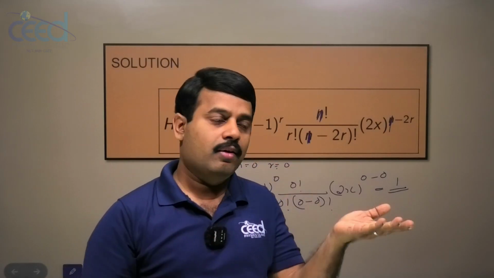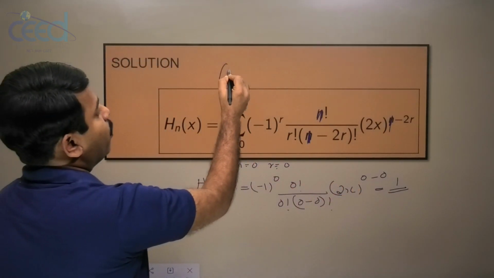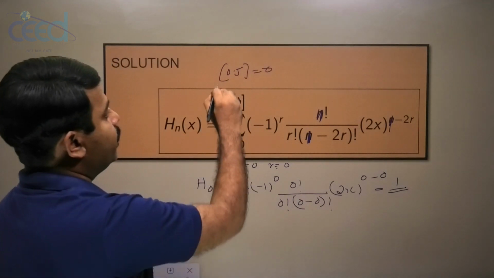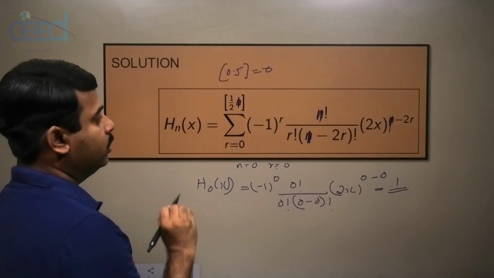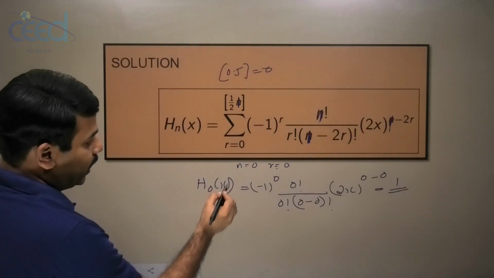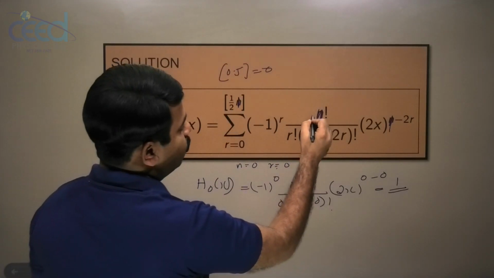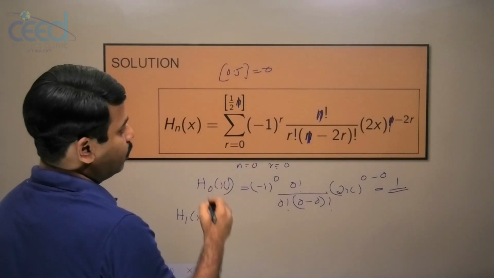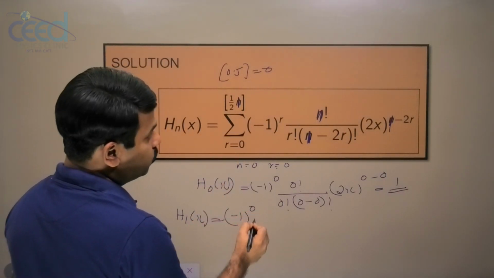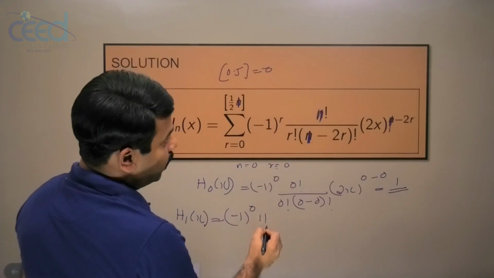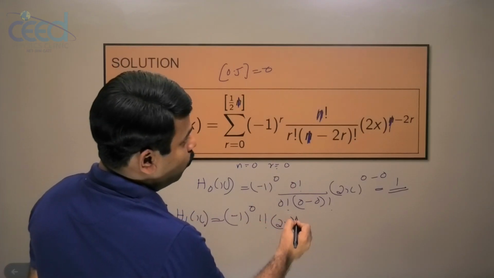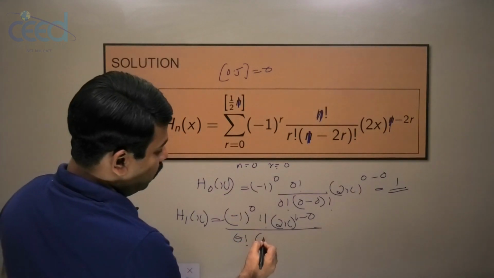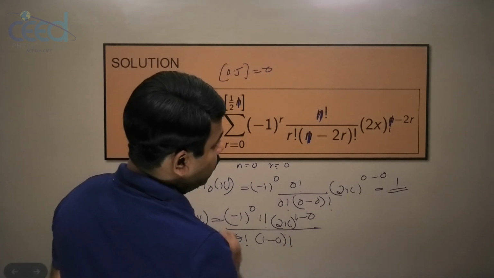0.5. Again, the greatest integer of 0.5 is 0 only. Up to 0.9 its value is 0. So the r value is again 0 only, but the n value is 1. Then what is h1 of x? h1 of x is equal to minus 1 raised to r value 0, n value 1 factorial, 2x raised to 1 minus 0, divided by r value again 0 factorial, 1 minus 0 factorial.